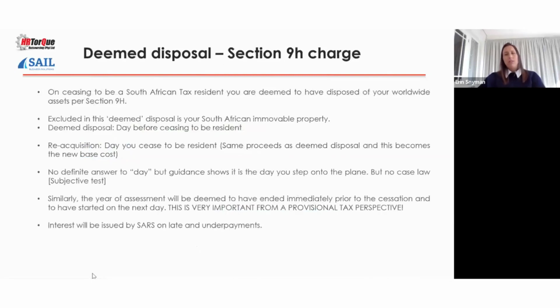On the day that you cease to be South African tax resident, you are deemed to have disposed of your worldwide assets, and this is called the Section 9H charge. So what effectively happens at this point is you need to make note of all of your assets that you have in South Africa, as well as everywhere else in the world, and you need to assess whether those assets are going to fall within the Section 9H charge. So effectively what this means is that all your property and all your assets are going to be deemed to have been disposed of on the day before you cease to be tax resident, and you reacquire those assets on the day that you cease your residency in South Africa. Now, you reacquire those assets at the same proceeds as your deemed disposal, and that becomes the new base cost, and you effectively reacquire all of those assets in the new currency of the country that you have now immigrated to. Excluded in this deemed disposal is your South African immovable property.